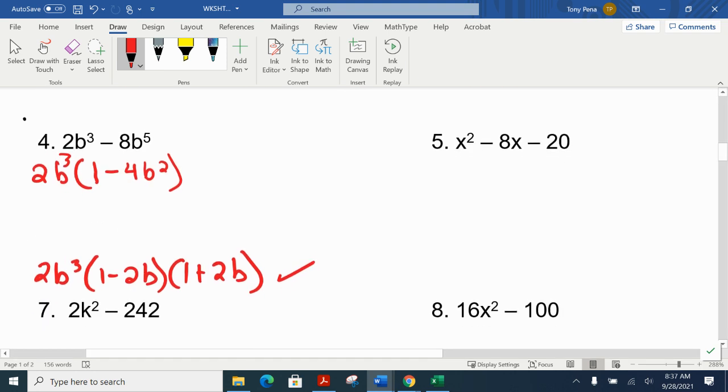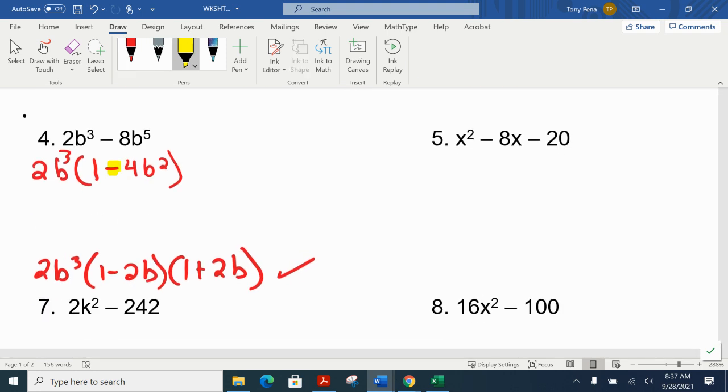So if we look at this problem, don't we have a difference? Then isn't 1 a perfect square? Isn't 4 a perfect square? And isn't b squared a perfect square? So we do have a difference of squares once we pull out that GCF. So the 2b cubed gets dropped down. And then this is your homework from last night.